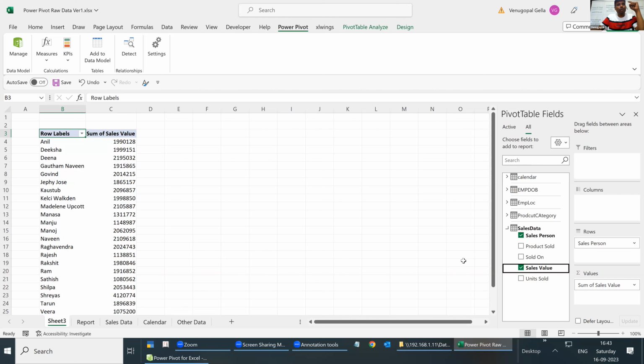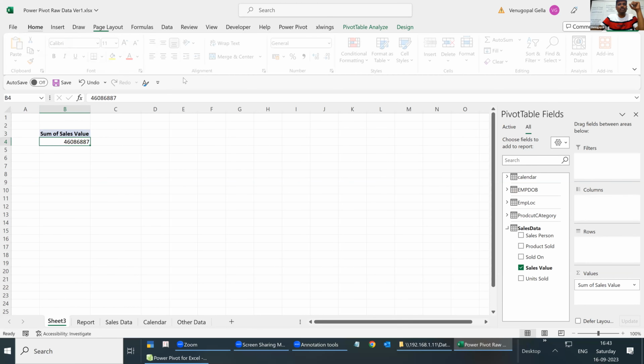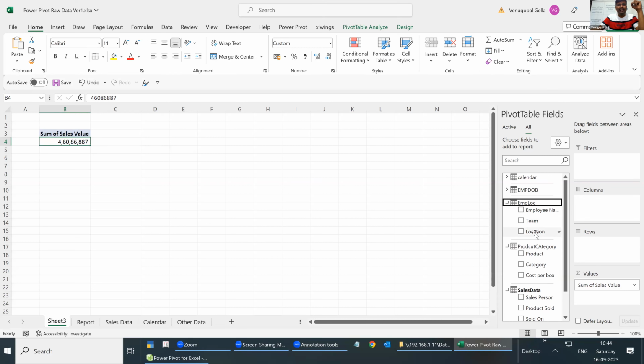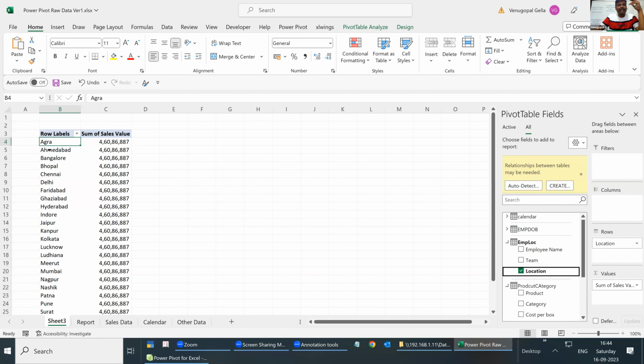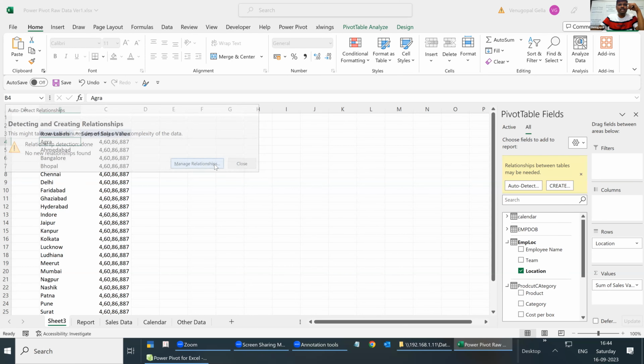But if I want to know the sales that are happening by location, so carefully look at the sales value. The value of the sales that has happened is 4,60,80,000. I want to know in which location the sales has happened. The location is here in the employee location. Let's say I just drop the location here. The entire 4,60 has come against every location, which is not right. I can create a relationship, or I'll say auto detect the relationship. And the relationship is done and it is trying to do.